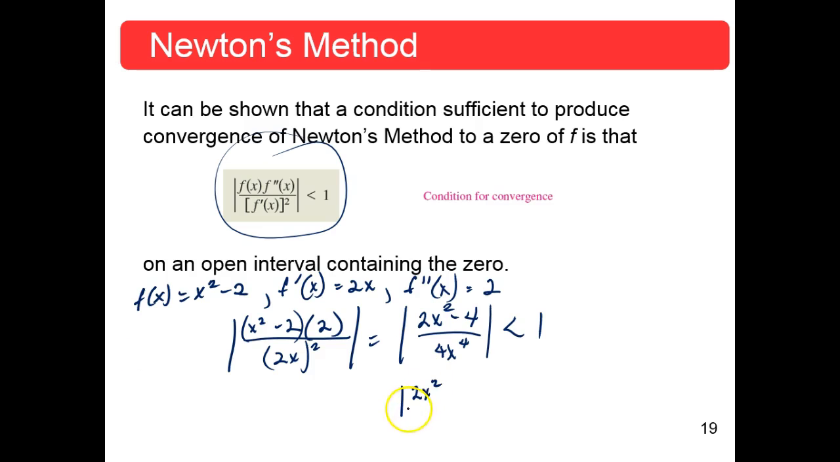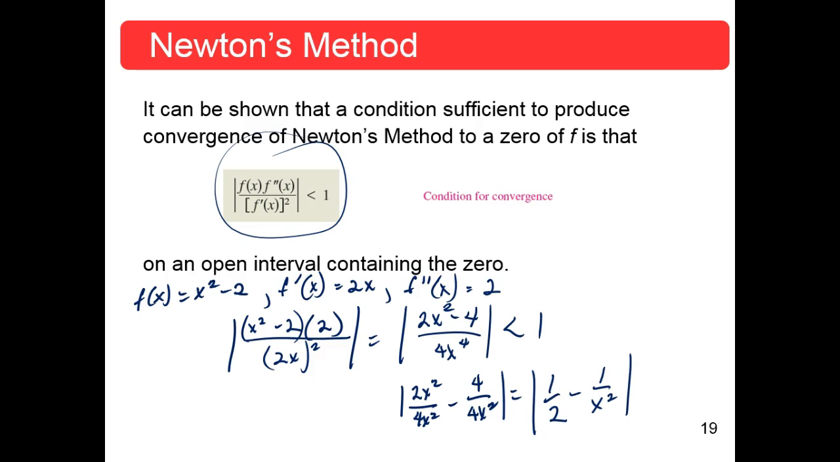Okay, 2x squared over 4x squared minus 4 over 4x squared. And that would equal, I could have simplified a little bit more earlier, the absolute value of 1/2 minus 1 over x squared. Now, the question is, is that less than 1?